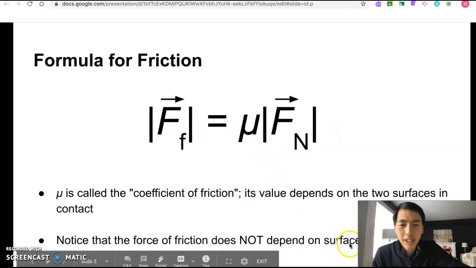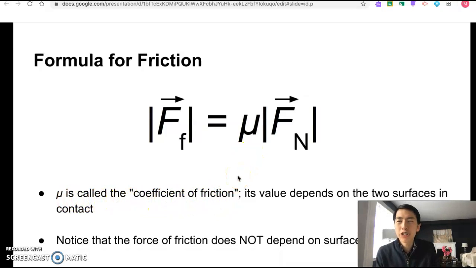So mu is called the coefficient of friction. Okay, so you may have heard the word coefficient from math class. Coefficient simply means a number that's multiplied to a variable. So this mu value is just going to be a number that's going to be multiplied by whatever the normal force is. Okay, and just multiplying those two gives you how many newtons friction is.